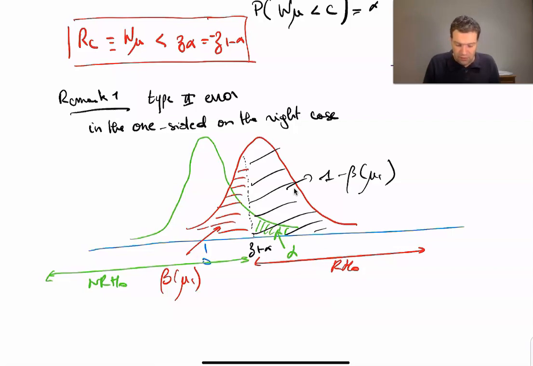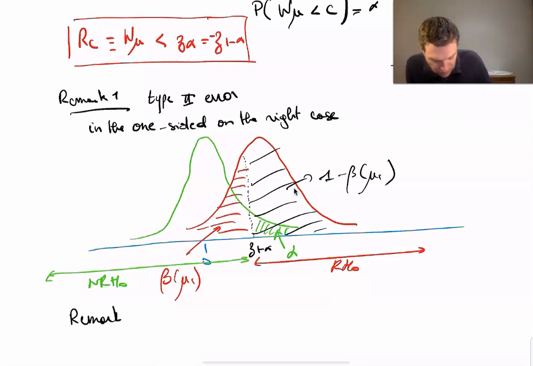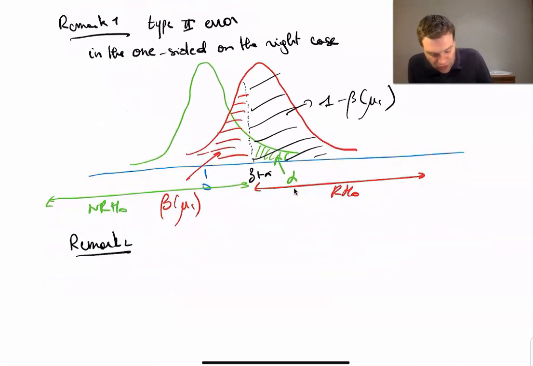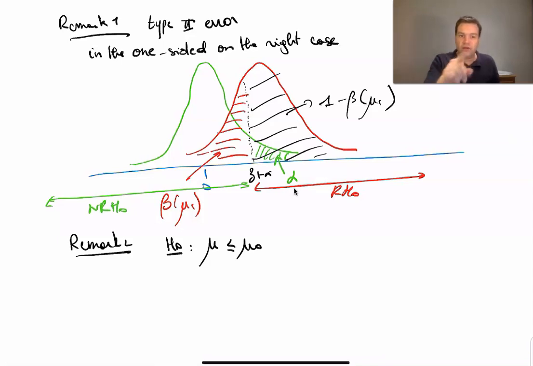Another remark about the type 2 error and about the graphs that we have here. Therefore I would say remark 1 here, and next, remark 2. The null hypothesis in this case could be, let me write that, mu smaller or equal to mu naught. I wrote that in the introduction for a one-sided on the right case.